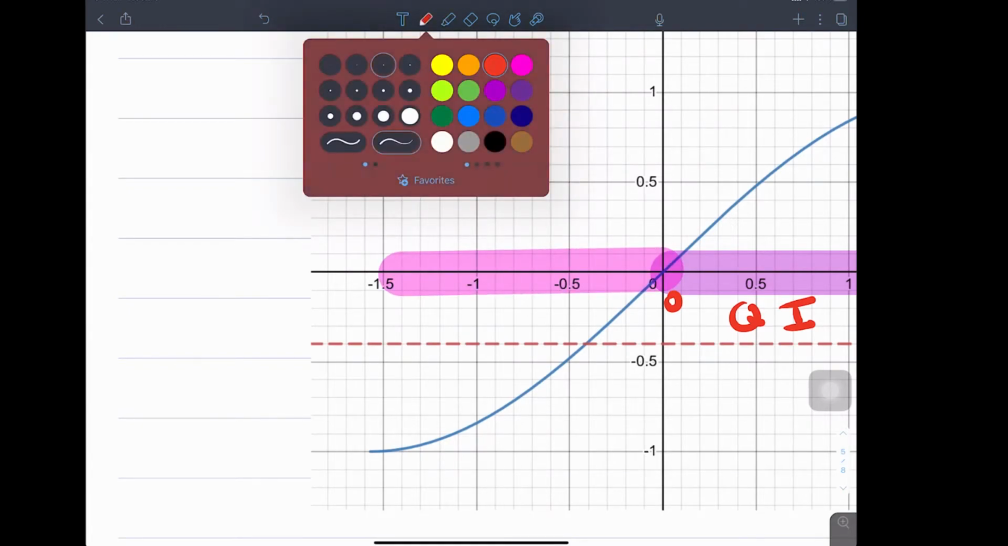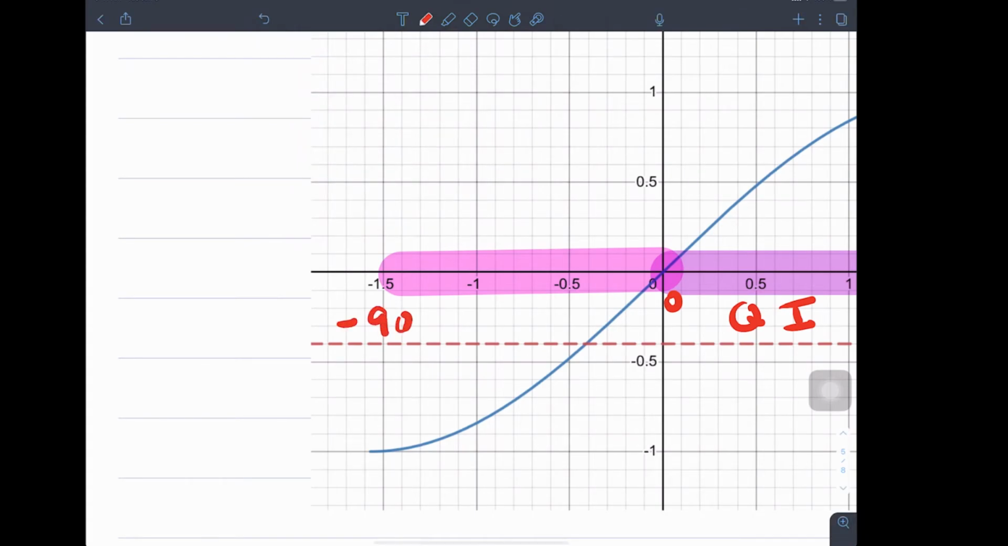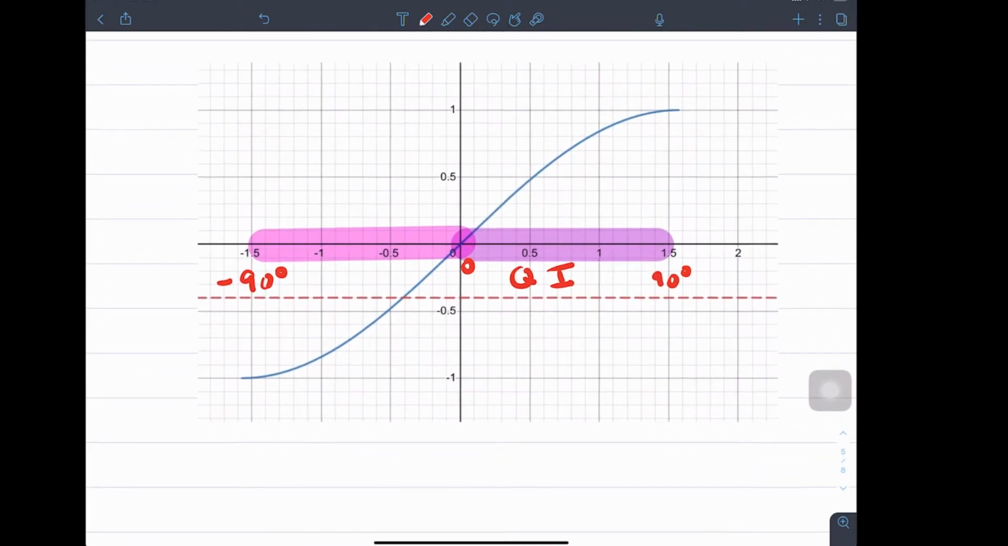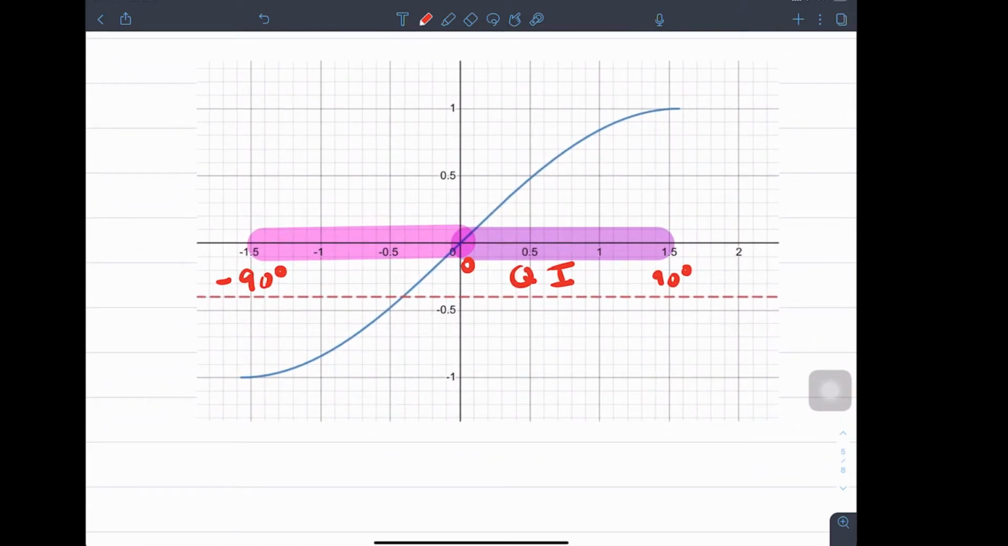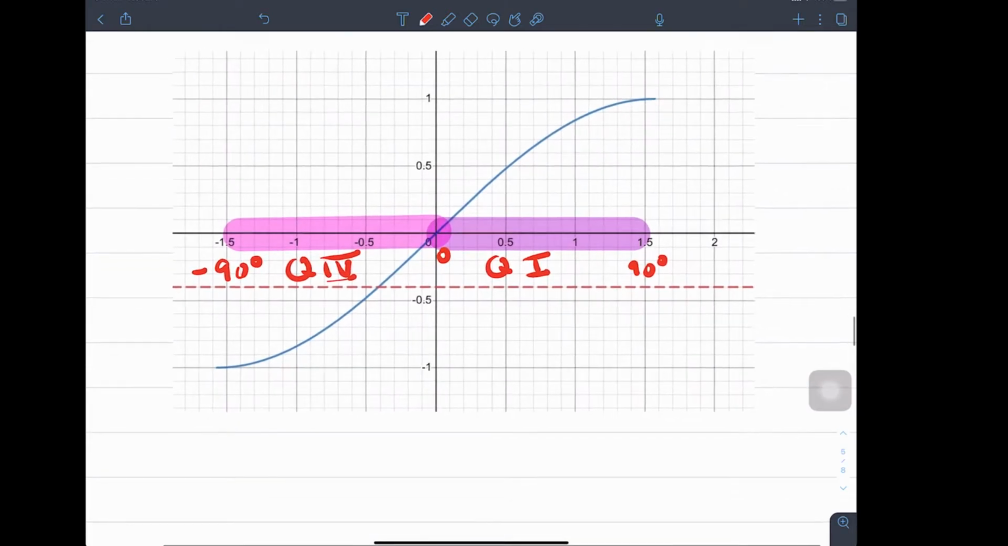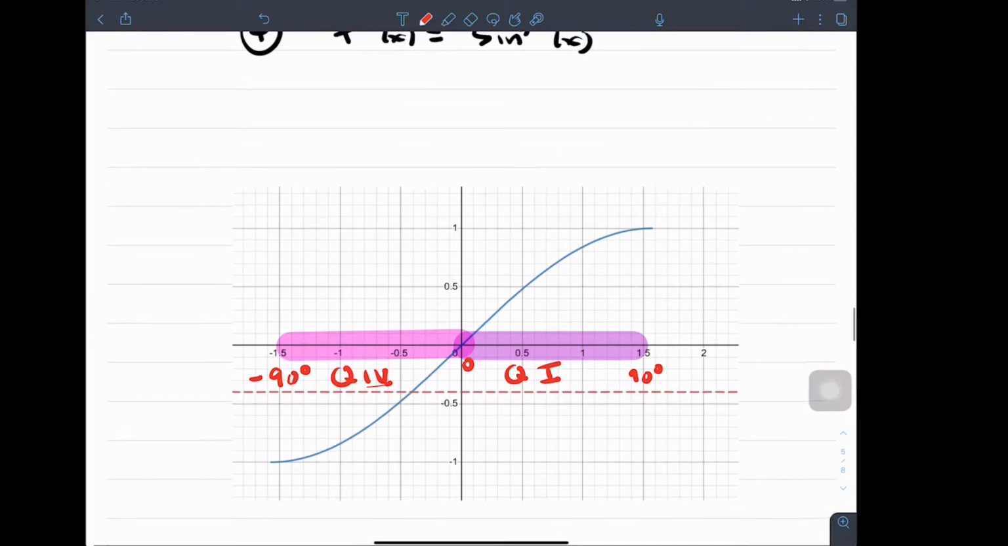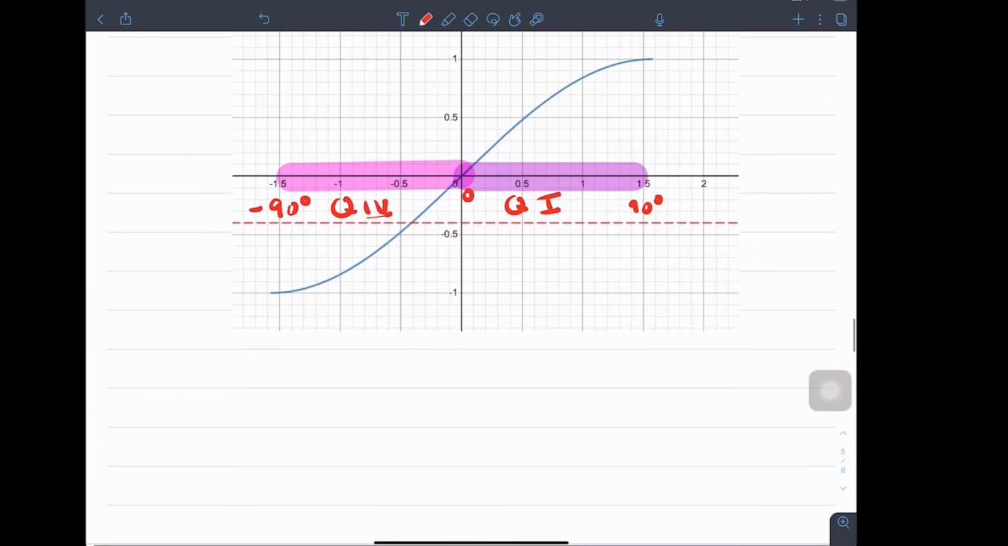This is what? Negative 90 degrees. Which quadrant are you referring to now? Outstanding, right? That's quadrant what? 4. You see, when you restricted the domain here, I'm going to shrink that now. When you restricted that domain, what did you really do?